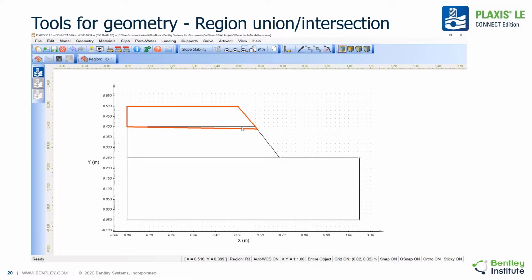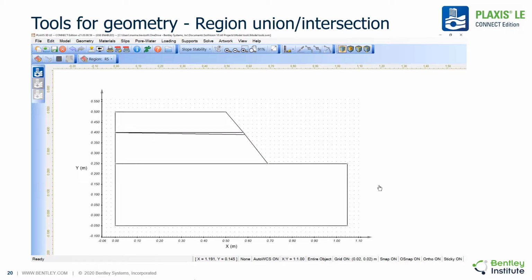So you can notice that we have this region 2 intersection, region 5, and so on. So it's up to the user to make these manual adjustments and achieve the result that they were looking for.